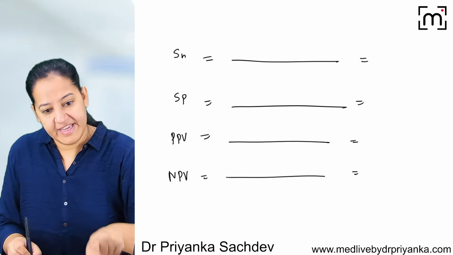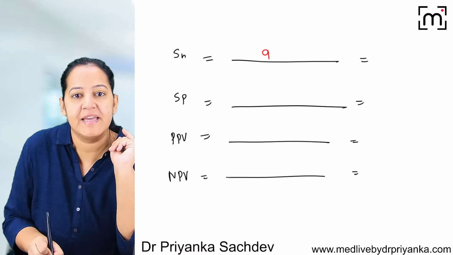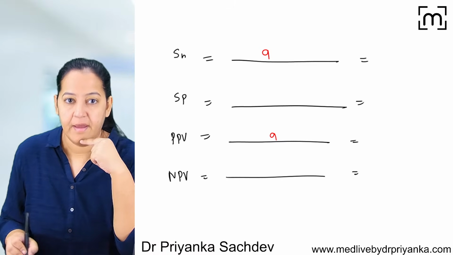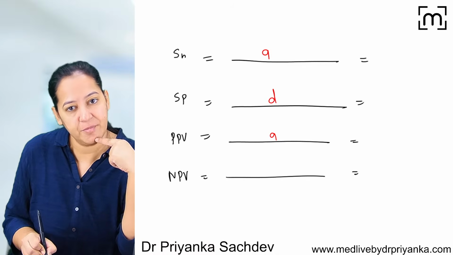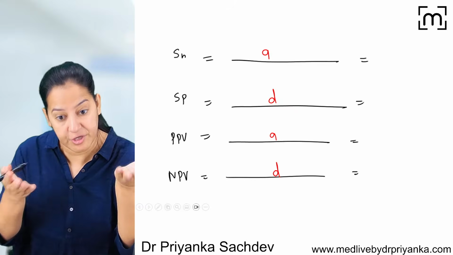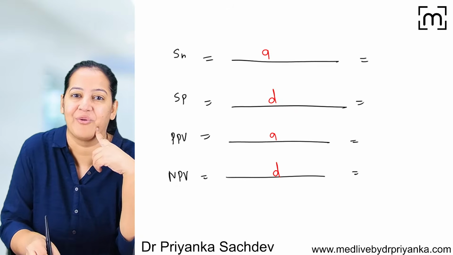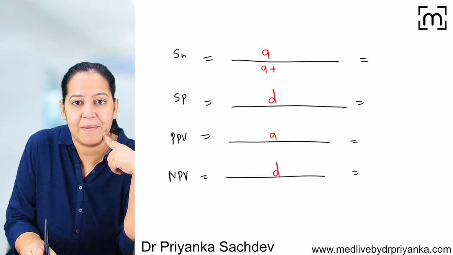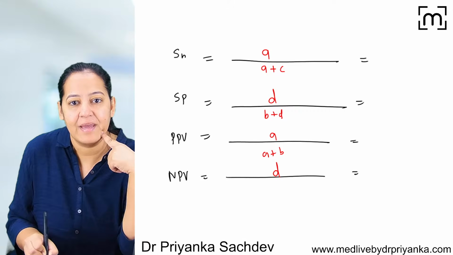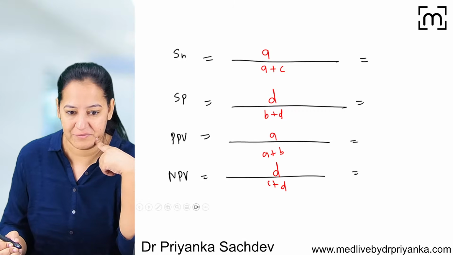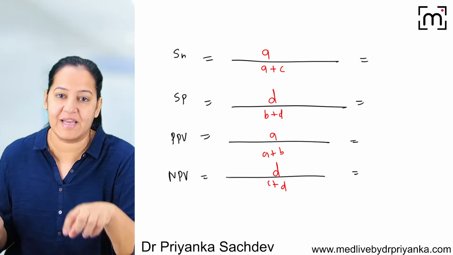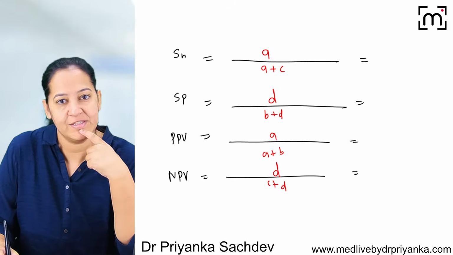So, easy way: in sensitivity the numerator is A, in positive predictive value the numerator is A. In specificity and negative predictive value, the numerator is D. Now the denominator is something you have to learn in all 4. Here the denominator is A plus C, here B plus D, here A plus B, and here C plus D. This is how you have to learn. If you don't want to learn, make it from the table the way I'm telling you. Always you can make it out.